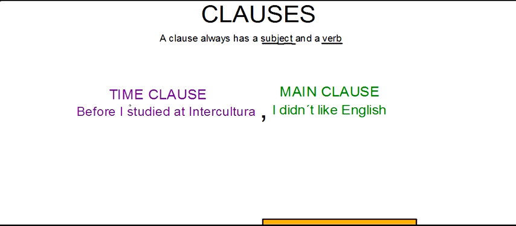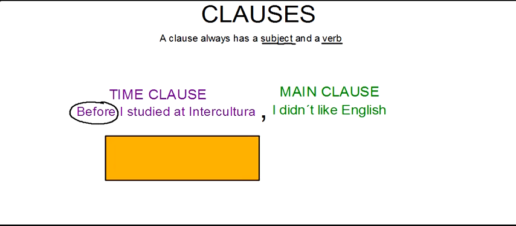So let's first look at the time clause, okay? Now our time clause usually indicates something about time. So here we have the word before. So that's our time clause. For example, before I studied at Untitled, I didn't like English. Okay, so we have our time clause and our main clause. Now, why do we call it a main clause?